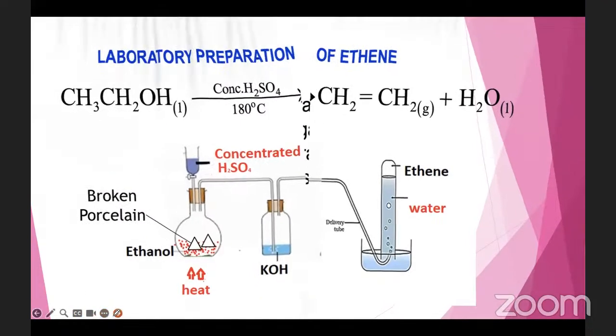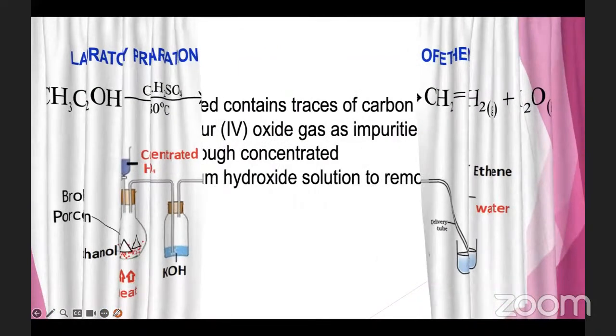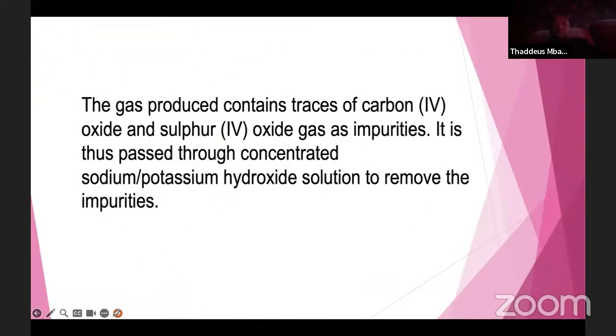So now we go to the answers. I think you are taking a screenshot, but the good thing is these sessions are always recorded. The gas produced contains traces of carbon dioxide and sulfur dioxide as impurities, and it is passed through concentrated sodium or potassium hydroxide to remove the impurities. I think that is now very clear. So we go next.